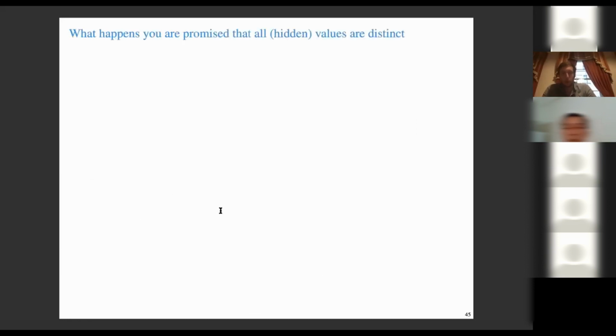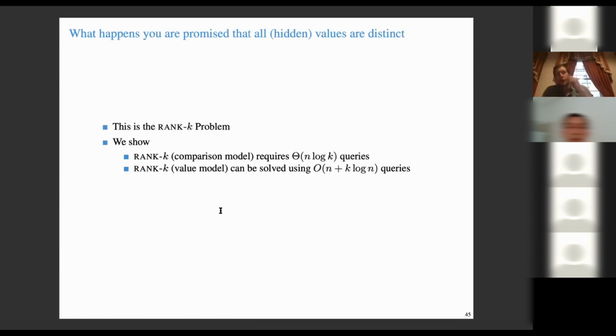All right, and just let me say one word about this. What I want to say is that the value model and the comparison model are most of the time the same, but there's one problem we found where they're different. It's called the rank k problem. Here you promise that each paper has a different intrinsic value, so there are no two papers with the same value. If you promise this, then there's a difference, as long as k is much smaller than n.